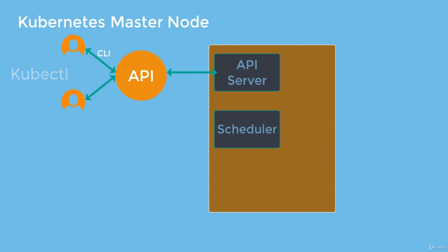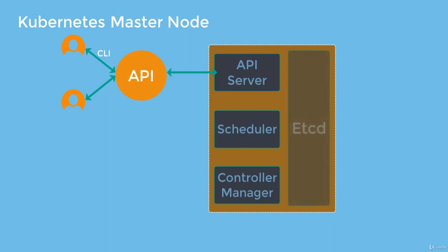The next component is the control manager. Now, when this is deployed, there are four other controllers that get connected with it. That's a node controller, replication controller, endpoint controller, service account, and token controllers. Just keep in mind for now that these controllers are responsible for the health of all nodes.